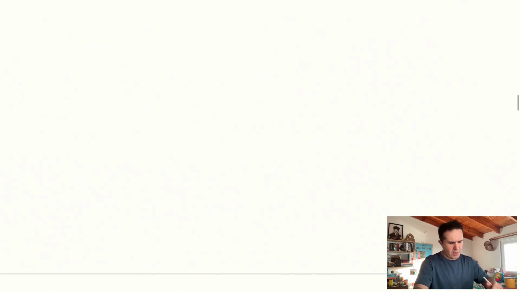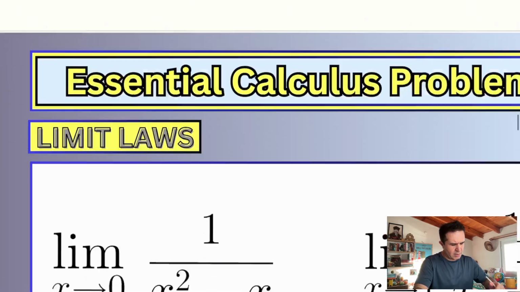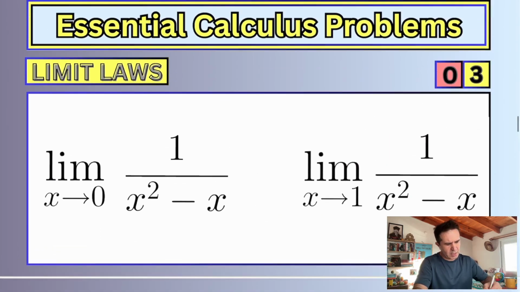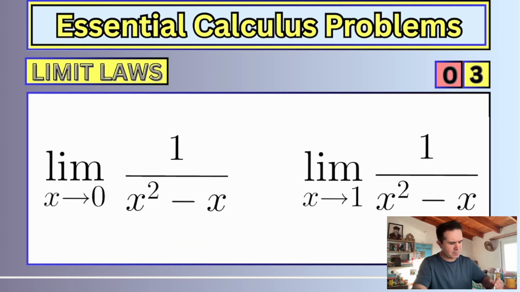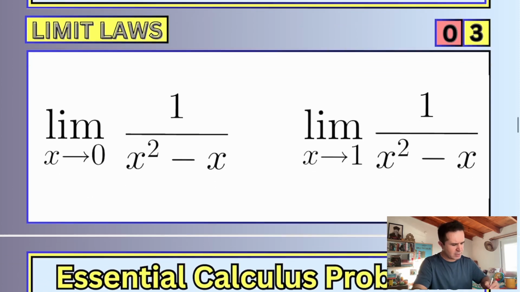Now, in the next video, I will solve this one, and we will have two different problems this time. We will solve the limit as x goes to 0 of 1 over x squared minus x, and the limit as x goes to 1 of 1 over x squared minus x.